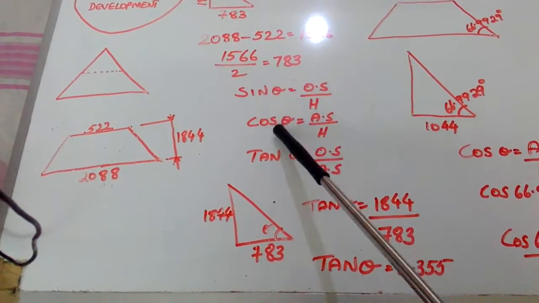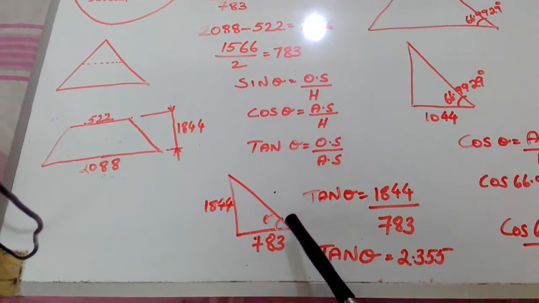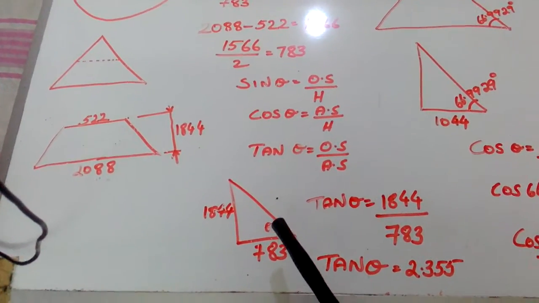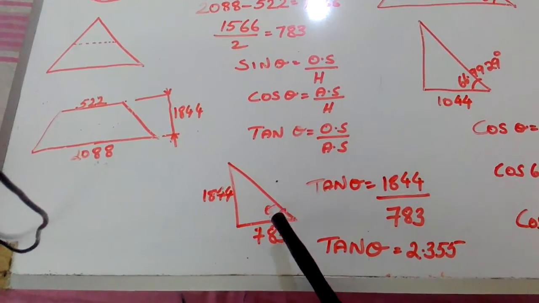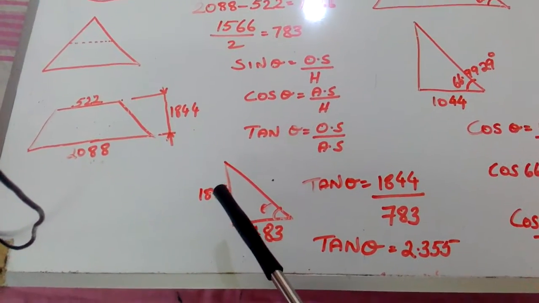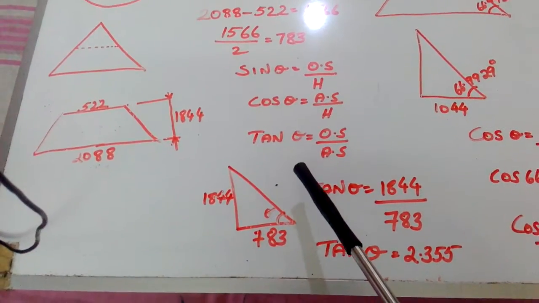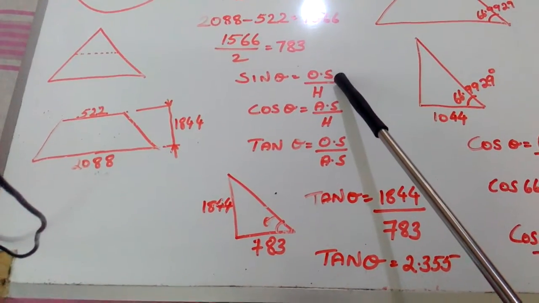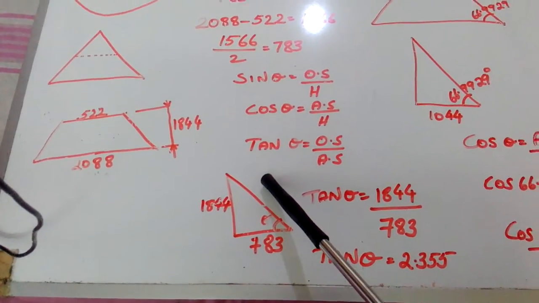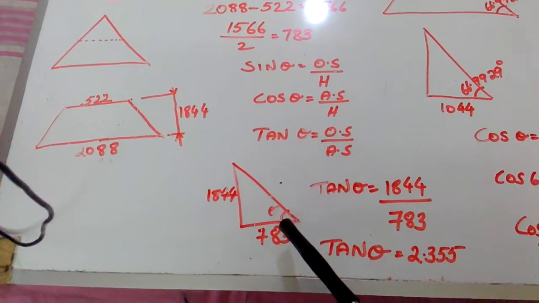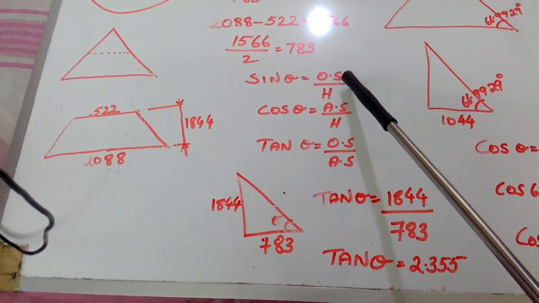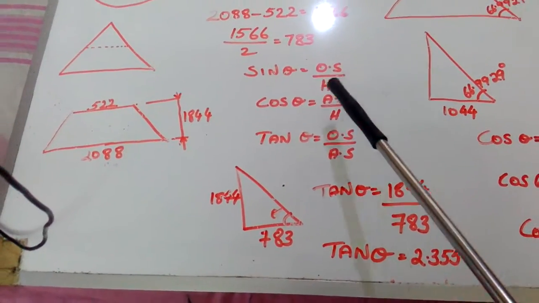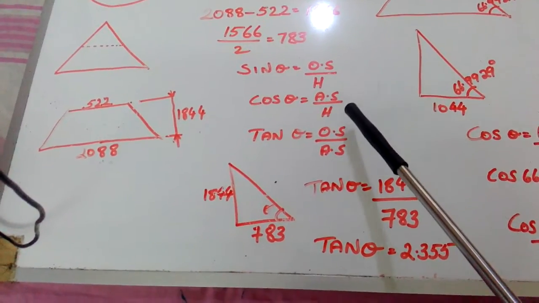If we use these two formulas, we can't find this degree. If we use sin theta, we have the opposite side already, but we don't have the hypotenuse. So we would have to find two measurements: the hypotenuse and also the degree. So this formula can't be used. This formula also can't be used, because theta isn't here and the hypotenuse is here.